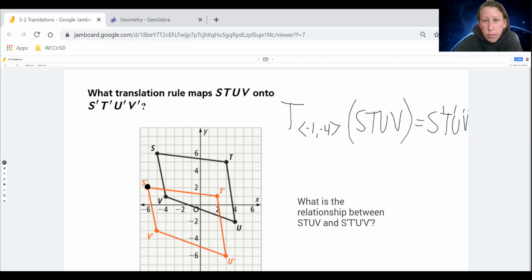That's it. And what's the relationship between the original and the image? They are congruent. They're the same size and shape, they're just in a different place on the coordinate plane.